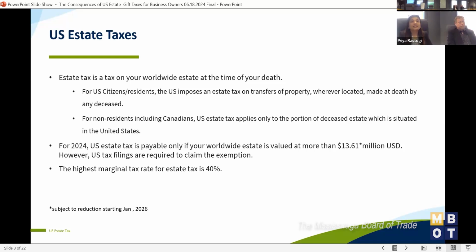The highest marginal tax rate for US estate tax is 40%. And that gets hit very soon. As soon as you hit $1 million in your worldwide estate, your marginal tax rate hits 40%. We'll show the tax brackets after a couple of slides, but to give a heads up, the marginal tax rate is 40% on estate tax, and that hits as soon as you hit $1 million USD.